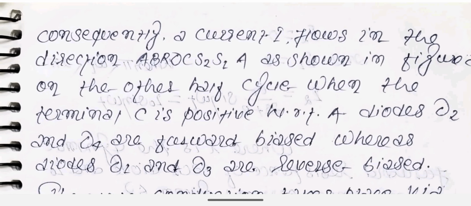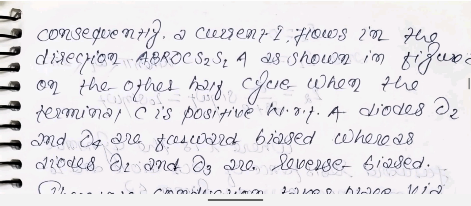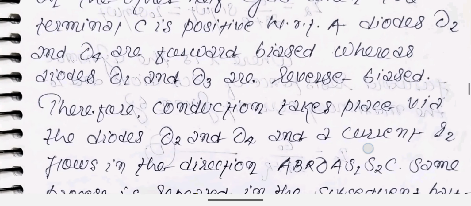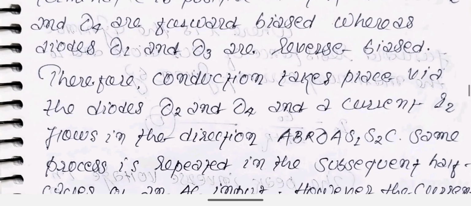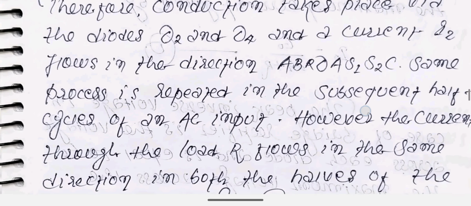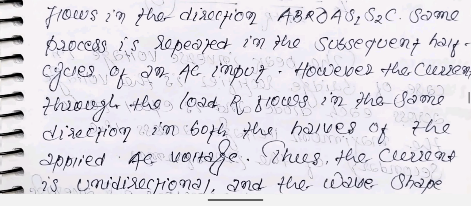In the other half cycle, when the terminal C is positive with respect to A, diodes D2 and D4 are forward biased, whereas diodes D1 and D3 are reverse biased. Therefore, conduction takes place through diodes D2 and D4 and a current flows in the direction A B R D S1 S2 C. The same process is repeated in the subsequent half cycles of the AC input.